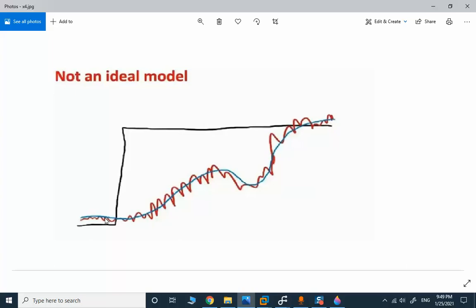But this is not ideal. If we apply the step and record this curve, it's not an ideal model for us. It's not a first order model. You can use the application, but possibly the parameters and the Laplace model are not accurate.